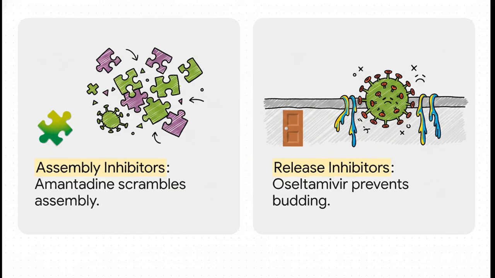On the other side, we have release inhibitors. Oseltamivir, for example, is an ester prodrug that competitively inhibits an enzyme called neuraminidase. Without that enzyme, the newly formed influenza viruses can't bud and release. They literally remain chemically glued to the host cell surface, completely unable to spread the infection.